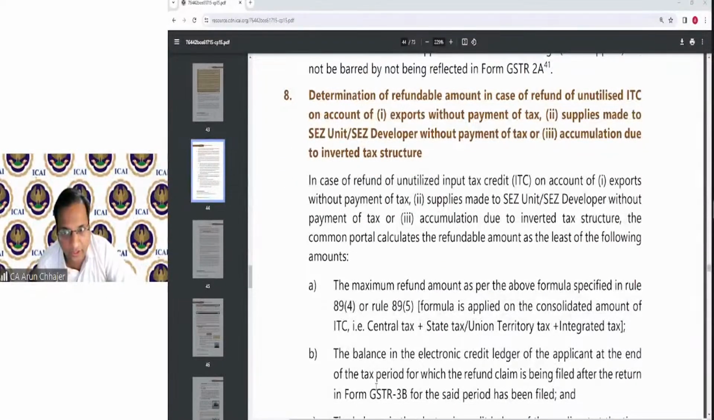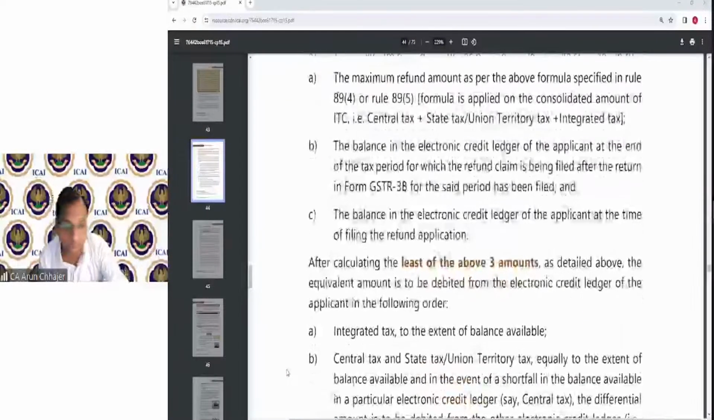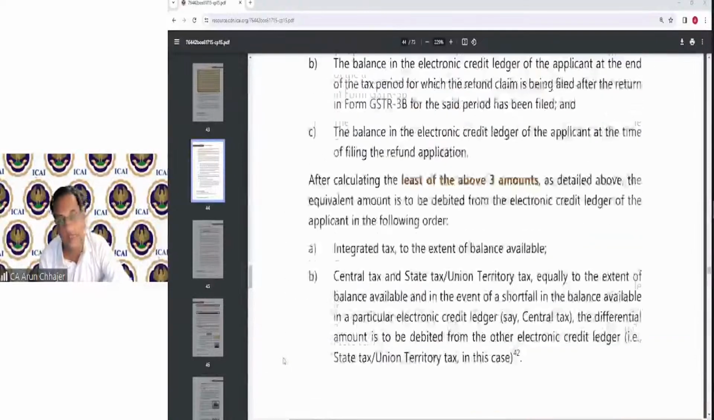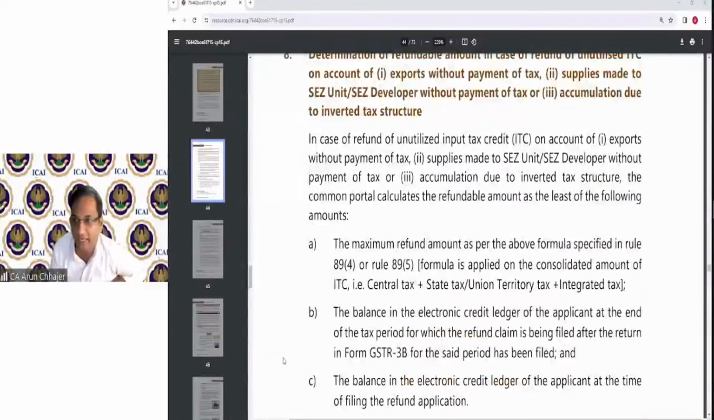Determination of the refundable amount in case of the refund of unutilized ITC. So we have completed till page 43. Let's move up. Okay, fine, let's complete this. Sorry, I'm not giving up. I'm going to read this.